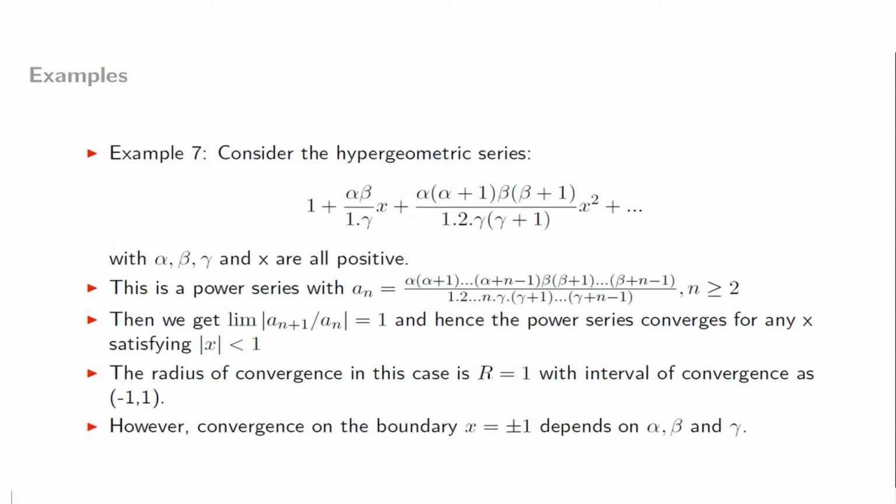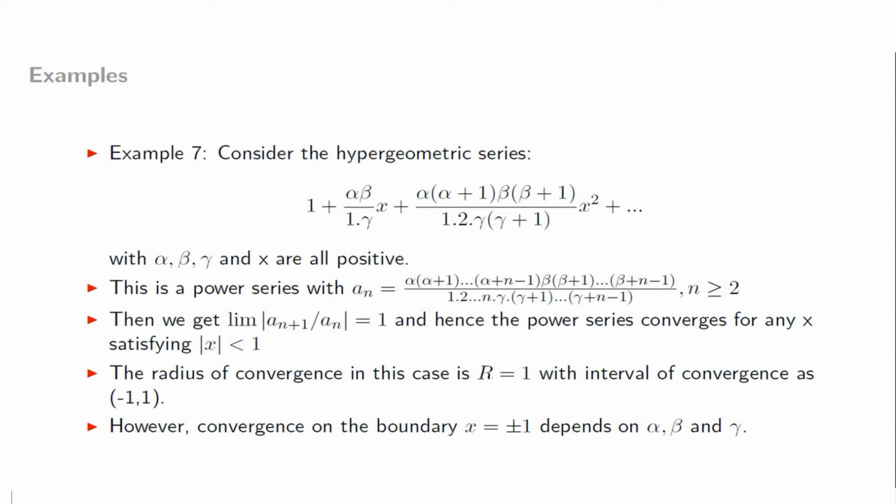So, next consider hypergeometric series. The form is given in the slide, where alpha, beta, gamma and x are all positive. Naturally this is a power series with nth term given as in the slide, and after a little bit of manipulation we find the limiting value of a_{n+1} divided by a_n as 1, and hence the power series converges for any x satisfying absolute value of x less than 1.